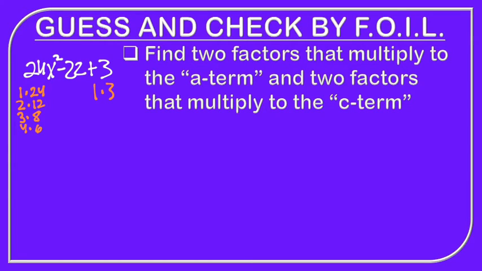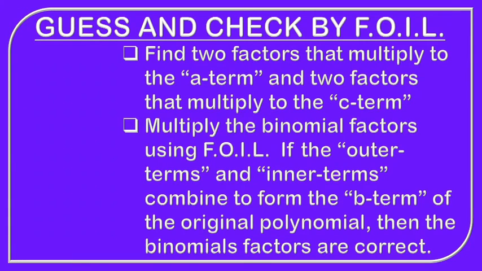Now, the way that we can find out whether it's 1 and 24, 2 and 12, 3 and 8, or 4 and 6 is by FOILing. So we're going to multiply the binomial factors using FOIL, and if the outer terms and the inner terms combine to form the B term of our original problem, then the binomial factors are correct.